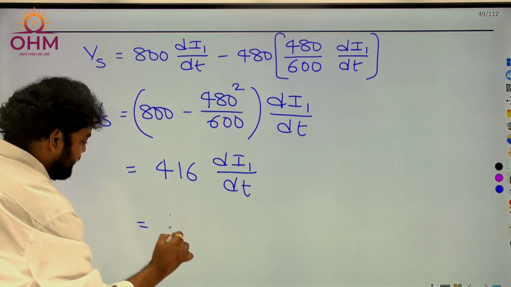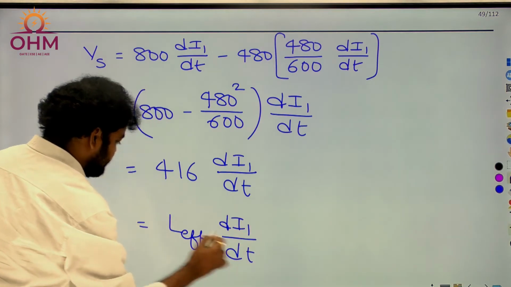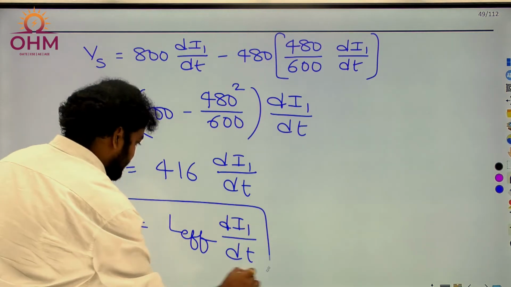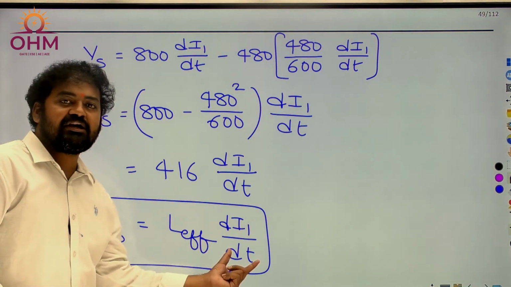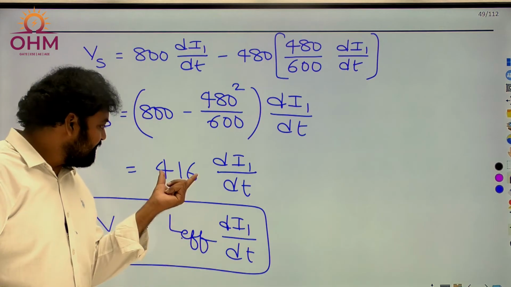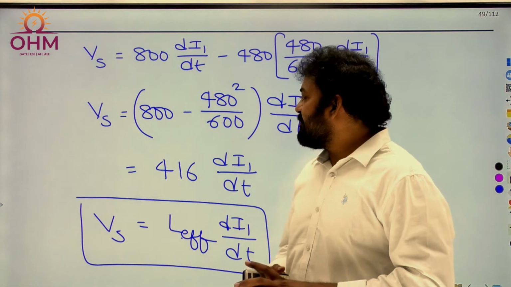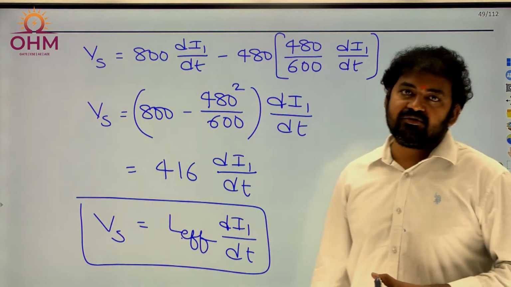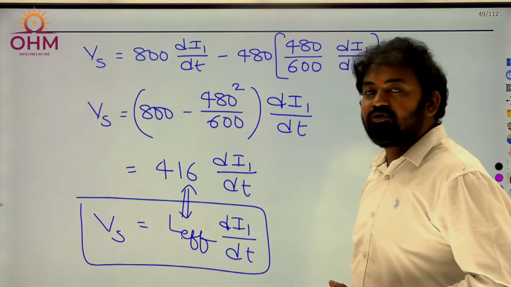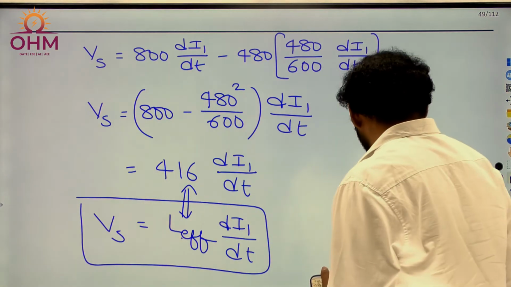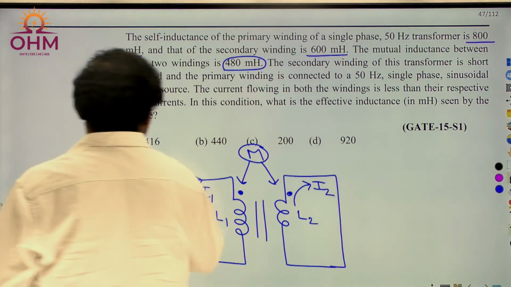Is it looking like effective inductance into di1 by dt? This is the source voltage. So finally source voltage looks like an equivalent inductance into di1 by dt. What is the value of that equivalent inductance? 416. So rather than a transformer question, I must say this is a coupled circuit question. The effective inductance of the primary winding will be equal to 416. That is the answer. So the answer is option A, 416.